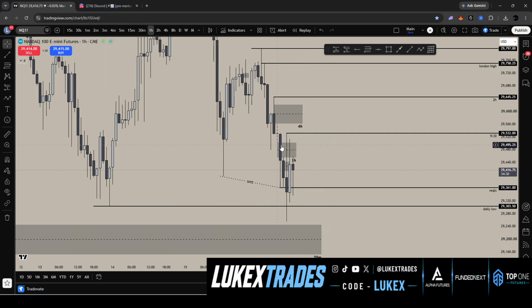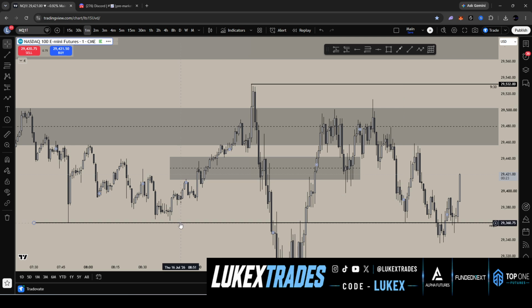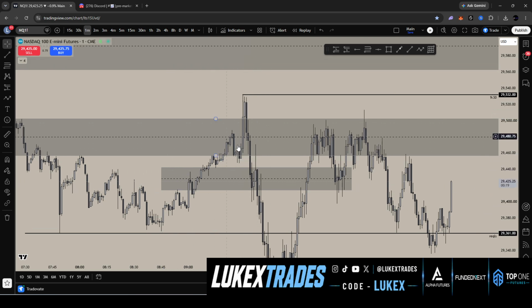So I was looking for price to tap into this 1 hour, or we had a 30 minute. It ended up turning into a 4 hour, but I wanted to see that potentially send price lower. So market opens up, and we initially manipulate right to the upside. We end up tapping into basically this 1 hour gap.